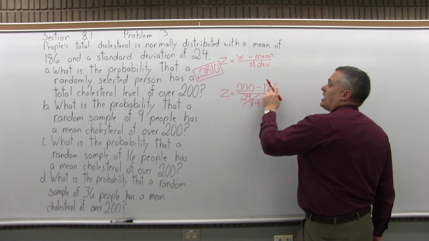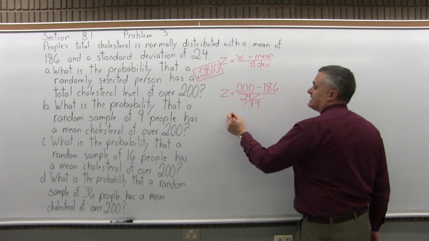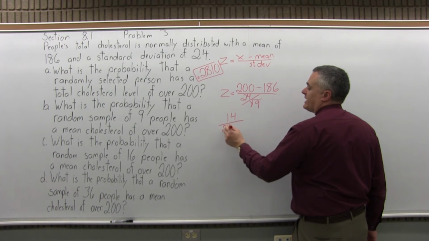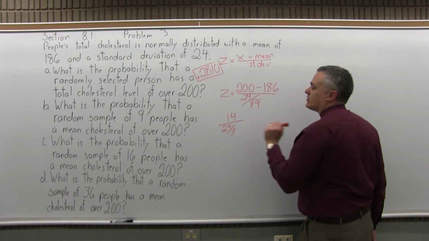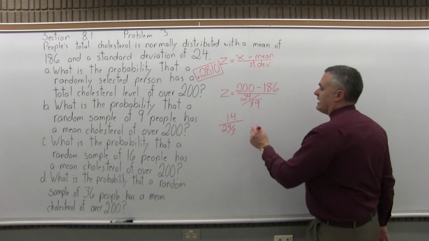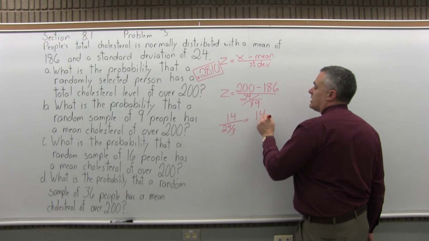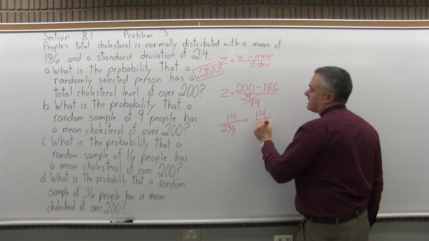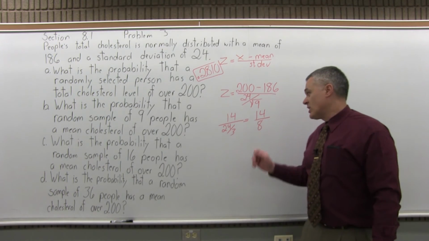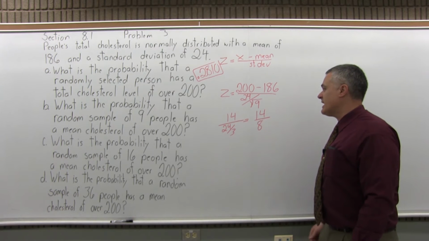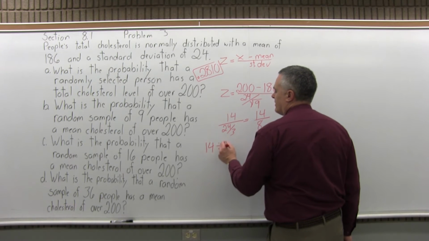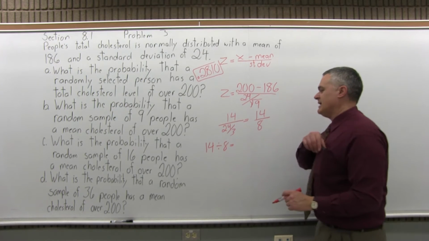So now on top, 200 minus 186 is 14. The denominator, 24 over square root of 9, I can write as 24 over 3. Right? Square root of 9 is 3. 3 times 3 is 9. And I can simplify the denominator a little bit more. 24 over 3 can be reduced to 8. So now this is what I have to look up, 14 over 8. You can reduce that, or you can just go right to your calculator. 14 divided by 8 equals.